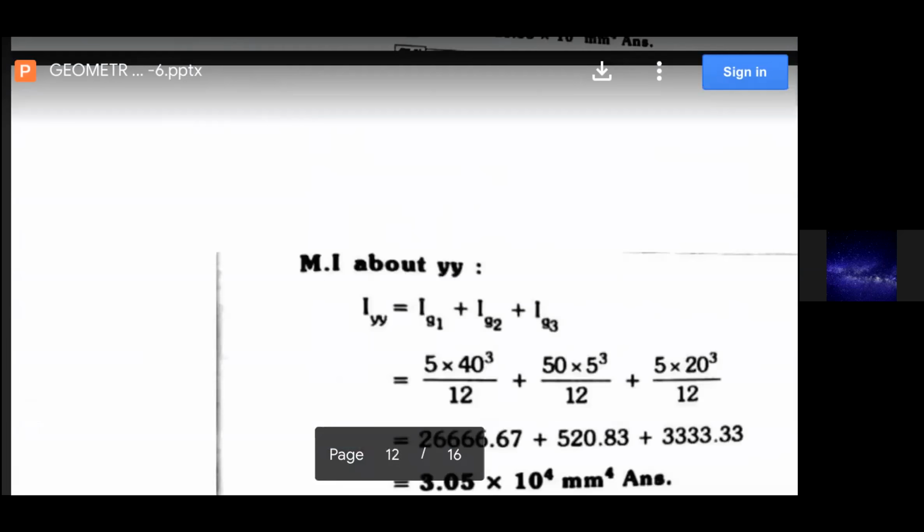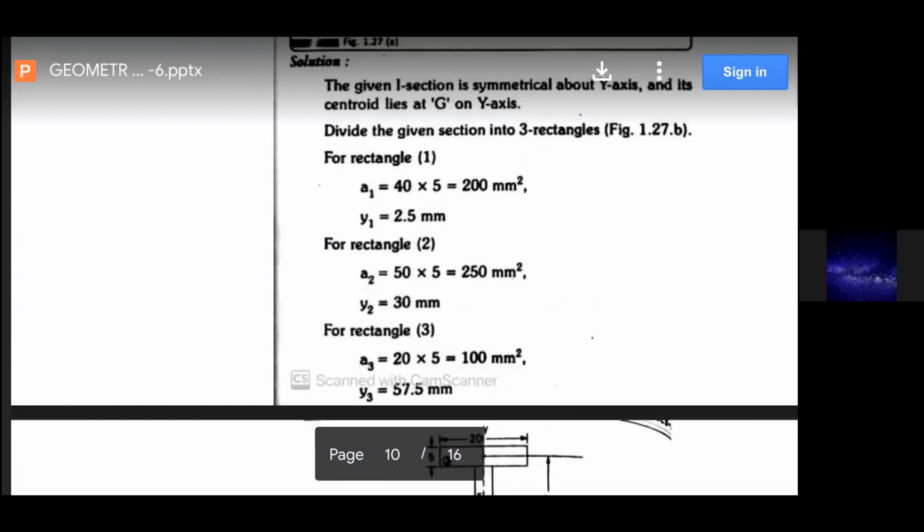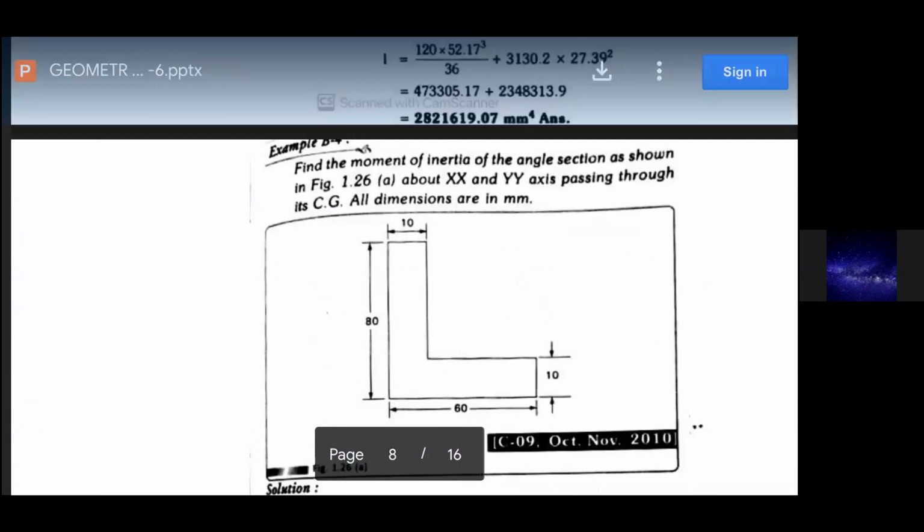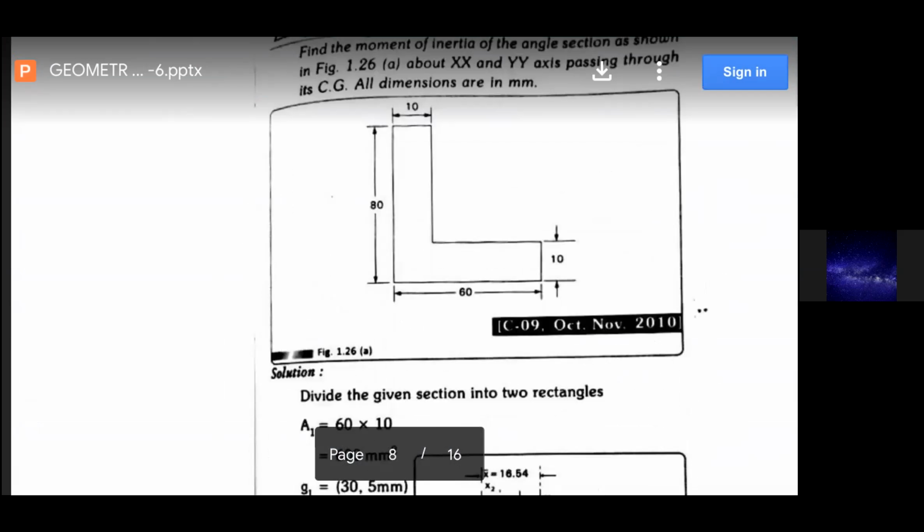Next, find the moment of inertia of the angle section as shown in the figure, about the x-x axis and y-y axis passing through the centroid. So it's just an L section. Dimensions are given.